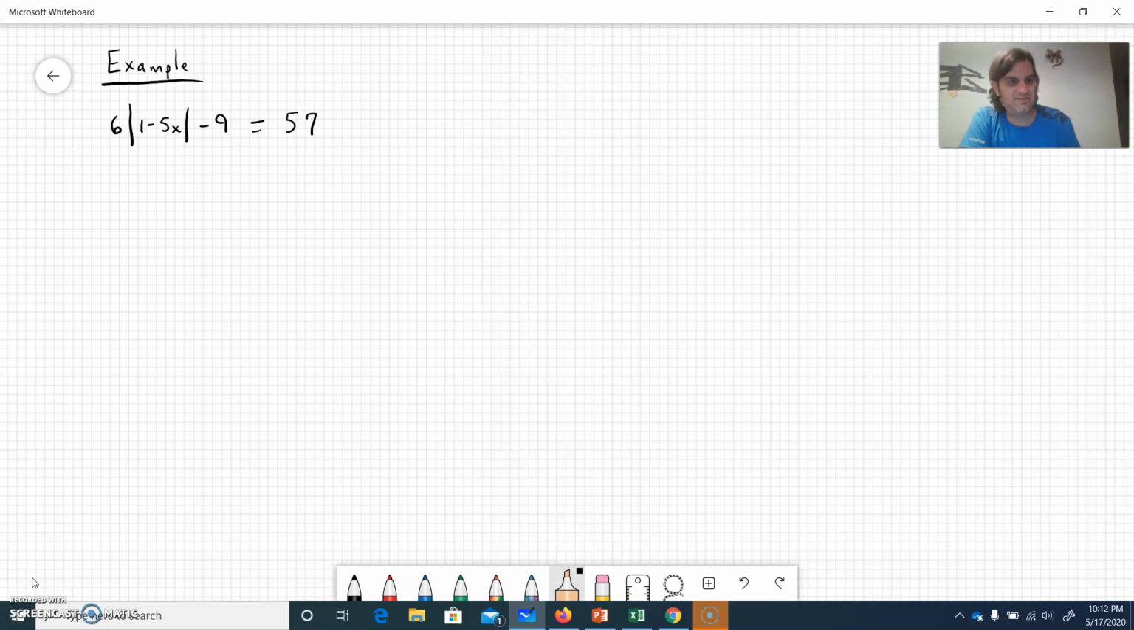So the first thing we talked about was isolating your absolute value. Our absolute value is being multiplied and it has something subtracted from it. So we're going to start off by isolating the absolute value, and we're treating the absolute value just like it was a variable. It has a 6 multiplying it, so that 6 is a coefficient, but before that, it has this 9 here.